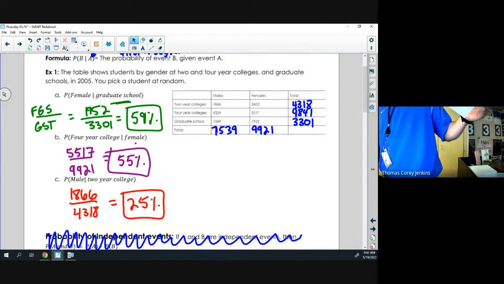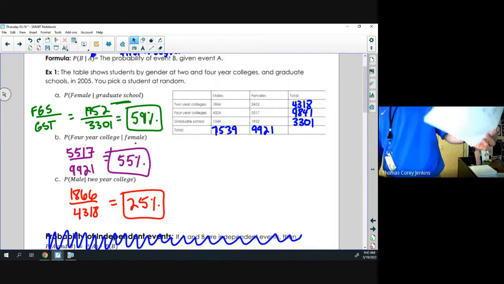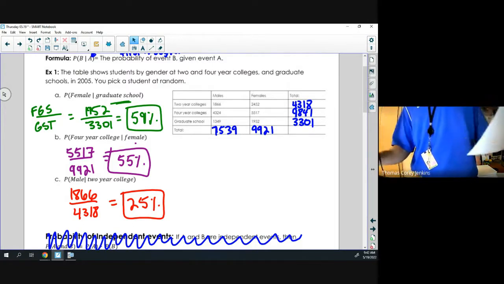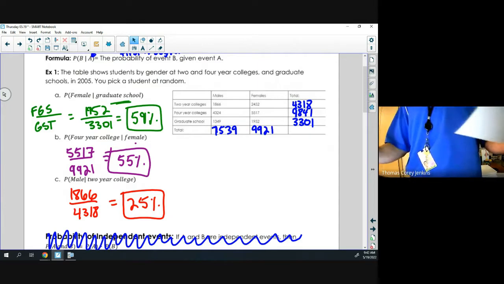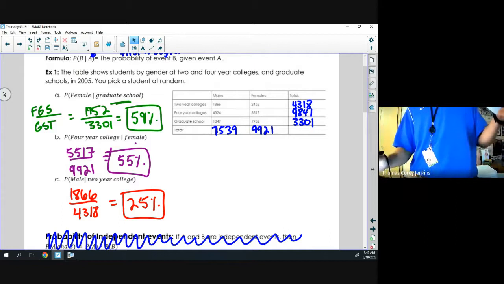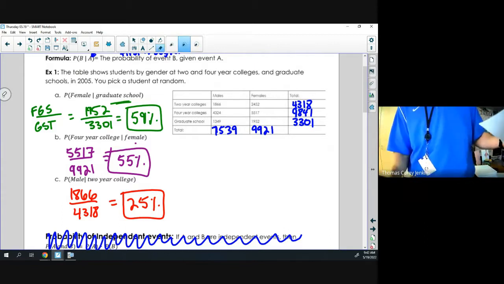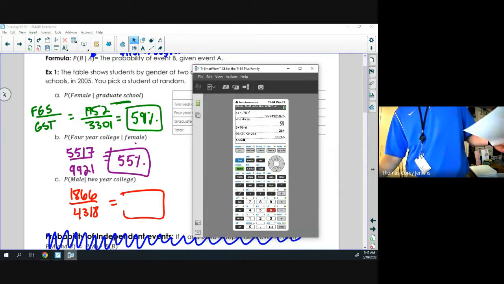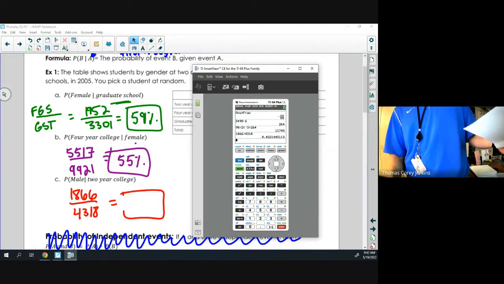Yeah, so on the notes, let's see. I had the wrong denominator on the notes. So what would that be then? I had 7,539 as my denominator, which is wrong. If we use the right denominator, and thank you, Hayden, for catching that, we should get 4318. Should be about 43%.